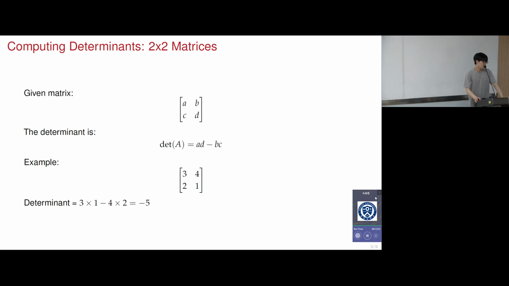For example, we have a matrix with rows 3, 4 and 2, 1, and we are supposed to calculate its determinant. Because we already talked about how the determinant of a 2x2 matrix is done by multiplying the values diagonally and then subtracting them, we just need to do that. So we have 3, 4, 2, 1. We first multiply the diagonal part, so we multiply 3 and 1. And we also multiply 4 and 2 and then subtract them. By doing that, we get minus 5. So minus 5 is the determinant of this 2x2 matrix. And that's just how you do it, basically.